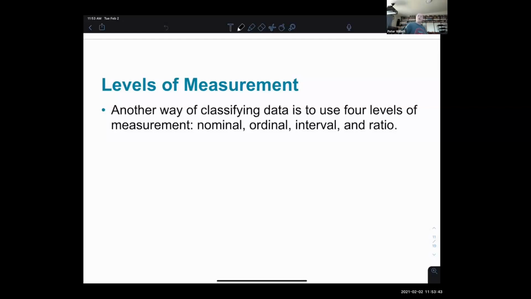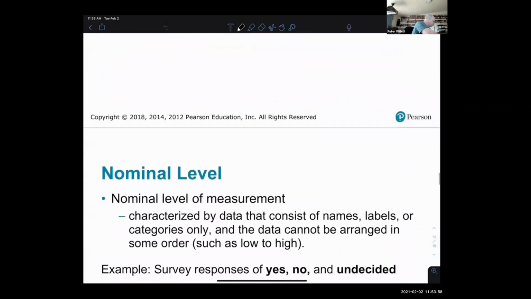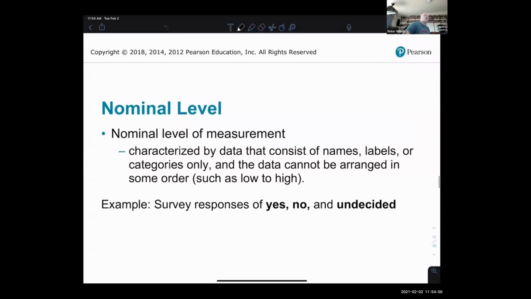All right, having said that, let's dive into levels of measurement, because I believe this is the hardest concept introduced in the section. I do see students struggle with this the most usually. So let's take a stab at it. There are four levels, and the first of the four is nominal level.